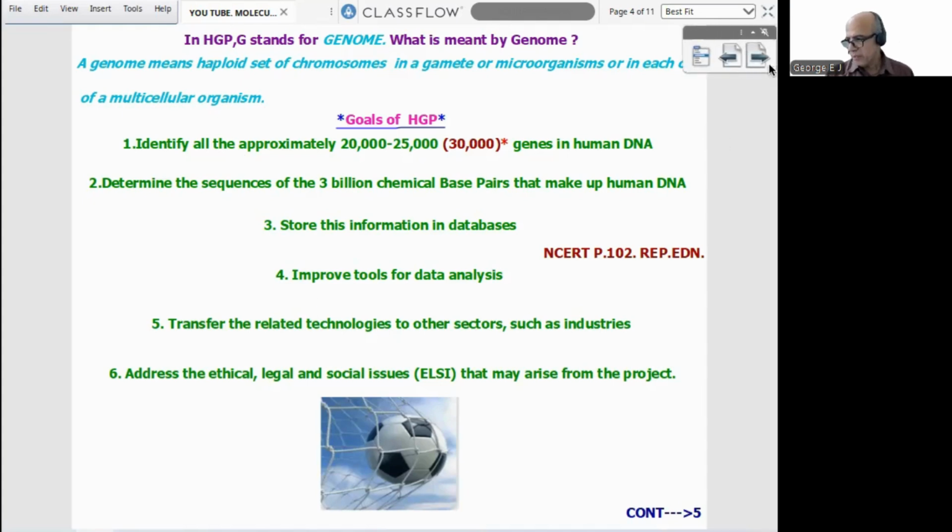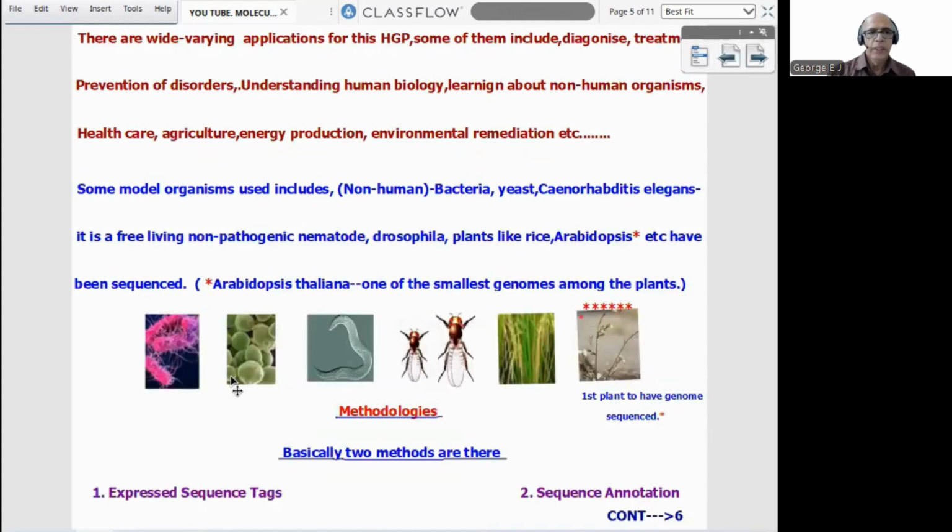I think the page is clear. We can proceed to the next one. There are wide-varying applications for this HGP. Some of them include diagnosis, treatment, prevention of disorders, understanding human biology, learning about non-human organisms, healthcare, agriculture, energy production, environmental remediation.